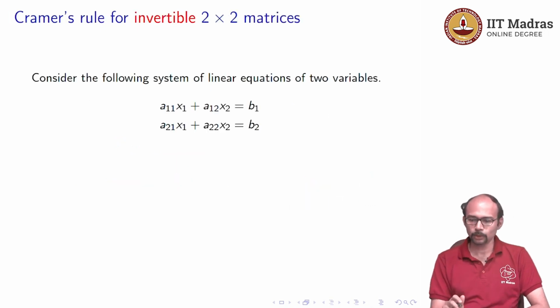Okay. So, let us study what is Cramer's rule in general. So, this is for when the coefficient matrix is an invertible matrix. Fine. So, what do we mean by invertible? Invertible means that the inverse exists.